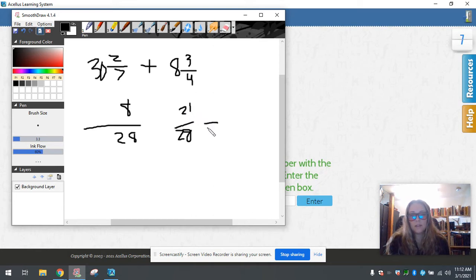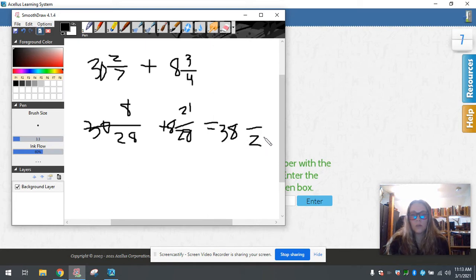Now we would add the numerators together. And I haven't written my whole numbers yet. I'll do that. 30 and then 8. So 30 and 2/7 is equivalent to 30 and 8/28. 8 and 3/4 is equivalent to 8 and 21/28. Okay, we can add the whole numbers together. 30 plus 8 is 38. And then we will add the fractions.